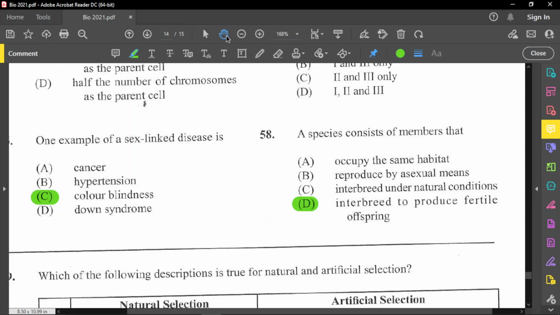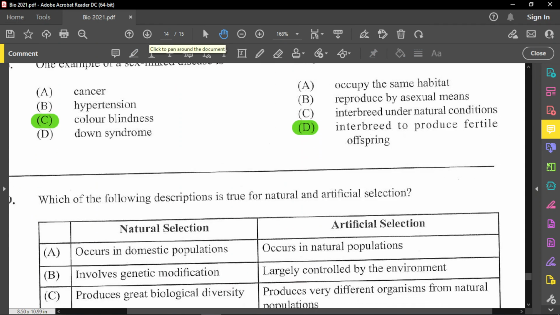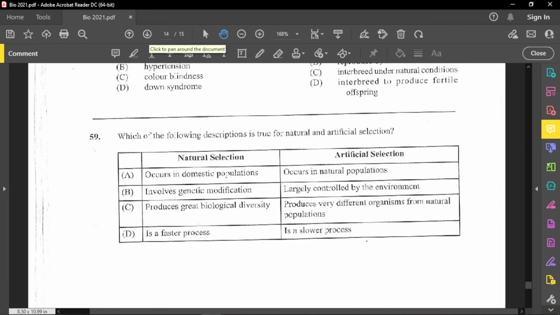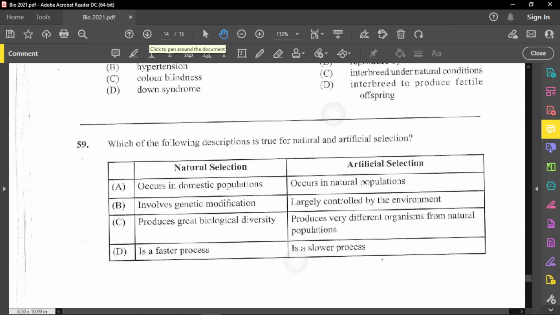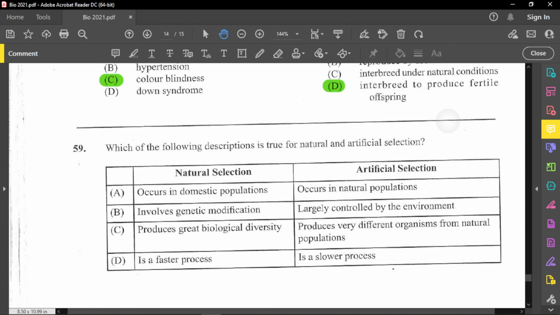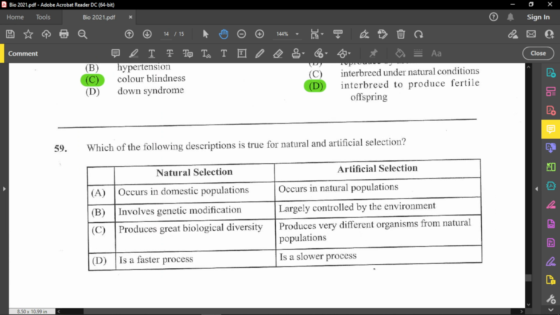So let's jump on to question 59. One more to go. Wow. You are a good trooper. You're here and you stick with it all this way. So let's go to 59.